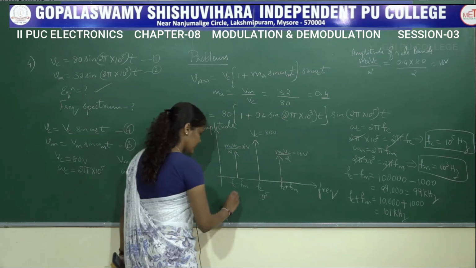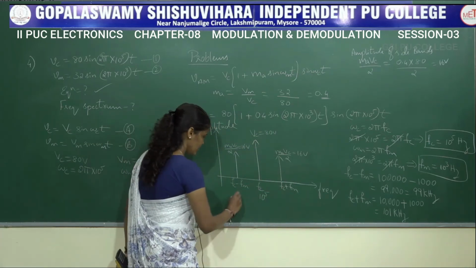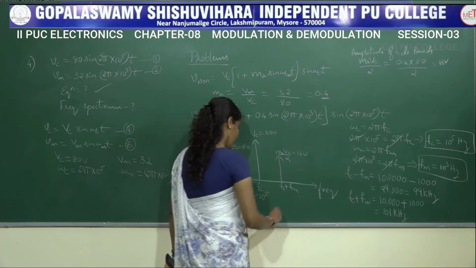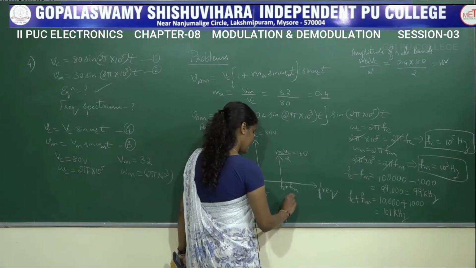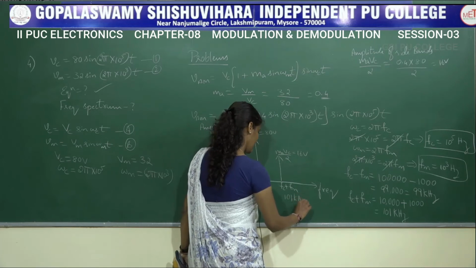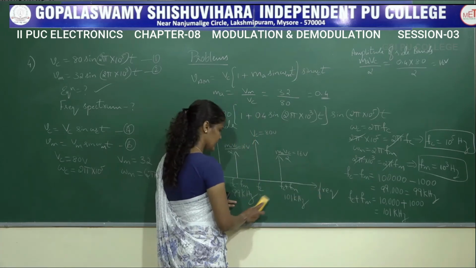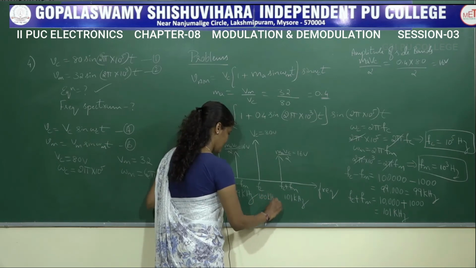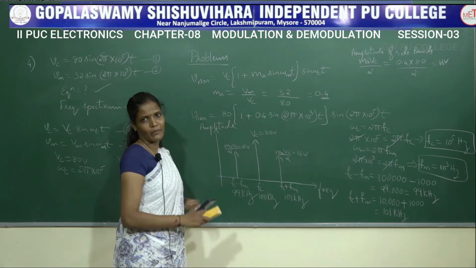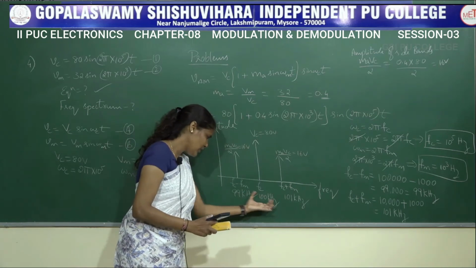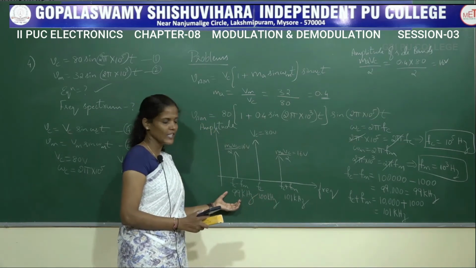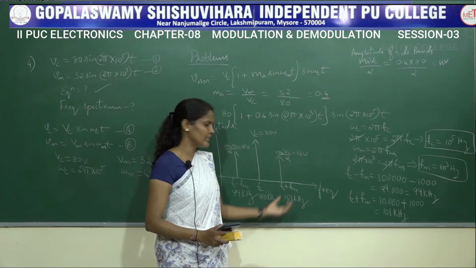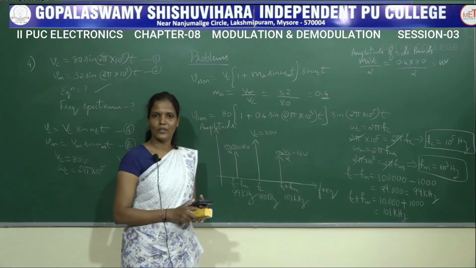101,000. So, I will substitute it, and I get 101 kilohertz. So, this is 99 kilohertz and this is 101 kilohertz, whereas this can be written as 100 kilohertz. So, the lower sideband frequency is below this 100 kilohertz, that is 99 kilohertz, and upper sideband frequency is above this 100 kilohertz, that is equal to 101 kilohertz.